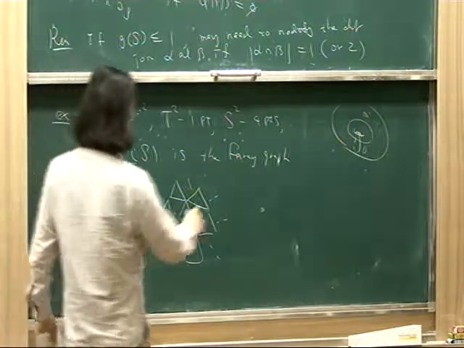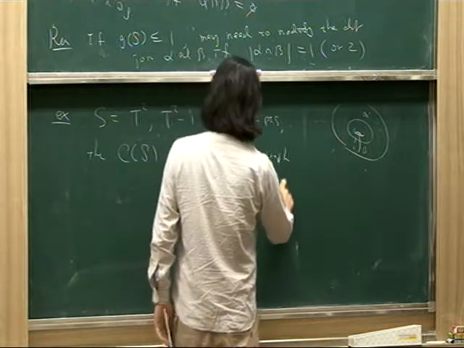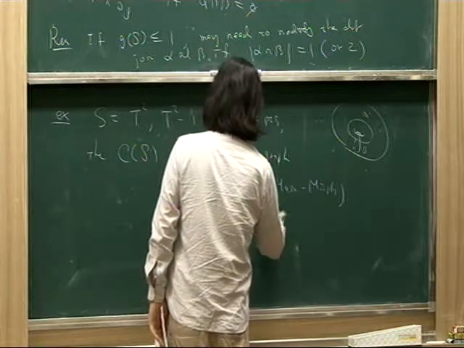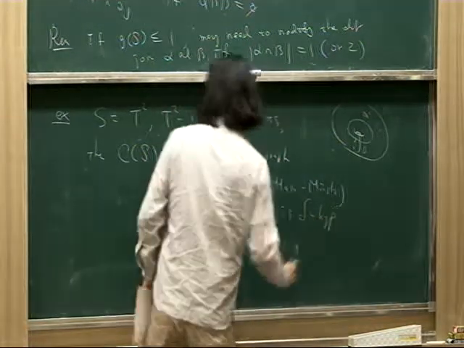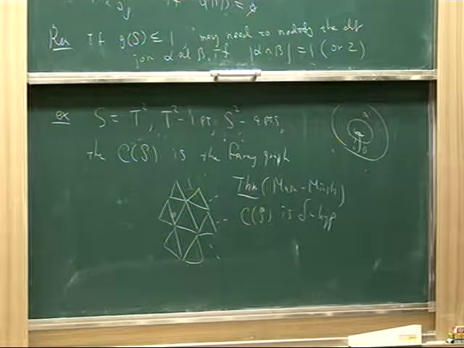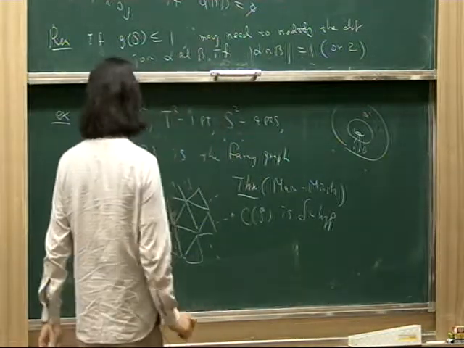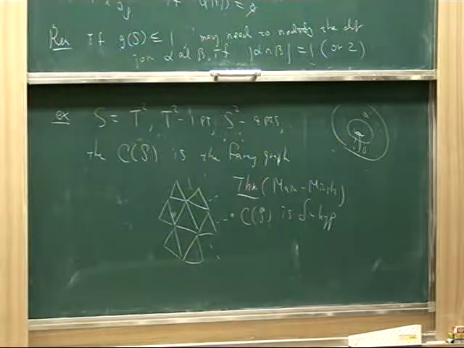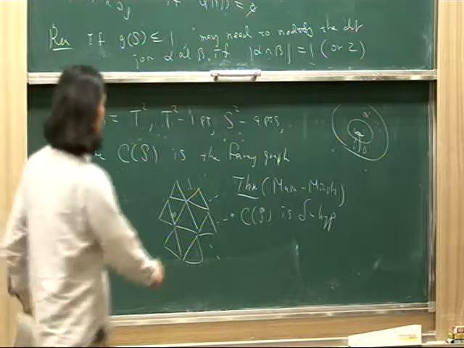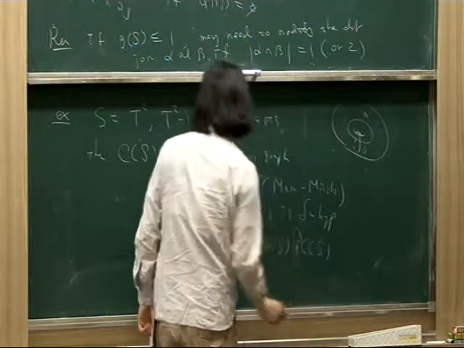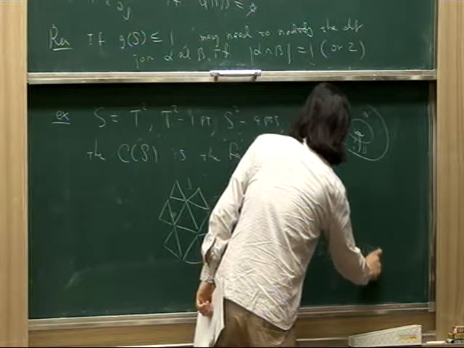Okay. Then here's the theorem. Minsky says the curve complex is delta hyperbolic. Namely, the triangles are delta thin. And moreover, because of this construction, the mapping class group of the surface acts on the curve complex in the canonical way by graph automorphisms. So the mapping class group of the surface acts by isometries.